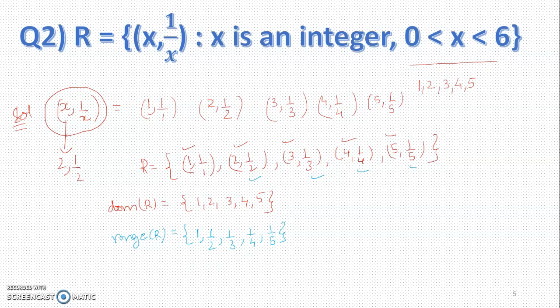Are you following, students? In this manner you will select the domain and the range. So the domain of R is 1, 2, 3, 4, 5, and the range is 1, 1 upon 2, 1 upon 3, 1 upon 4, 1 upon 5. This 1 upon 1 I am directly writing as 1, it does not make any difference. I hope you have followed the concept. In this way you will solve the questions.